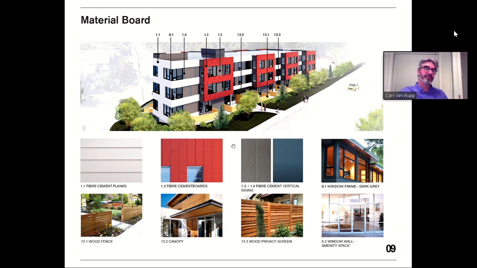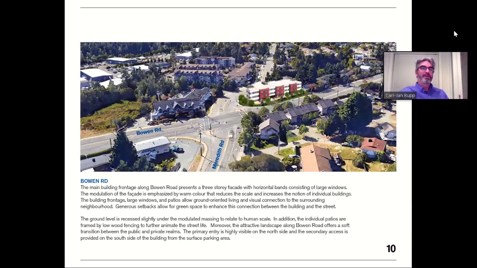We further focused on the importance of mediating between our building and the landscape. We introduced wood into the fencing where people get close to it, for both privacy screens, for the other side of the canopy, and for fencing. Zooming out a little bit, we see here the building in its context. Again, the building along Bowen Road.